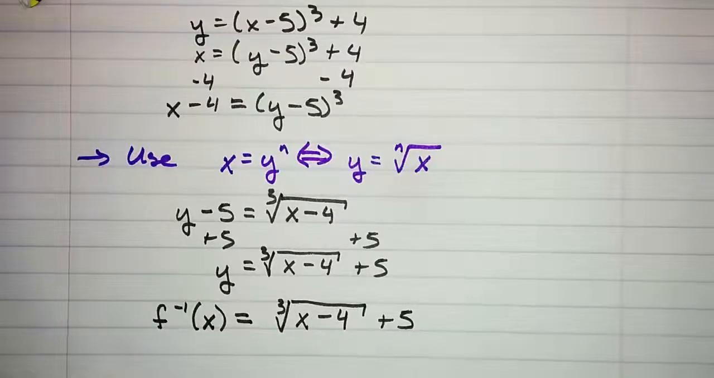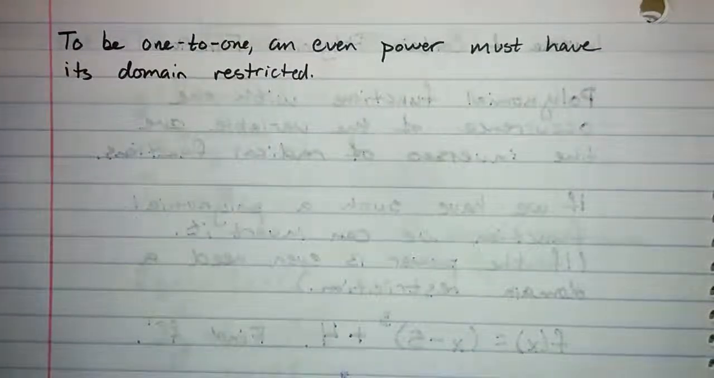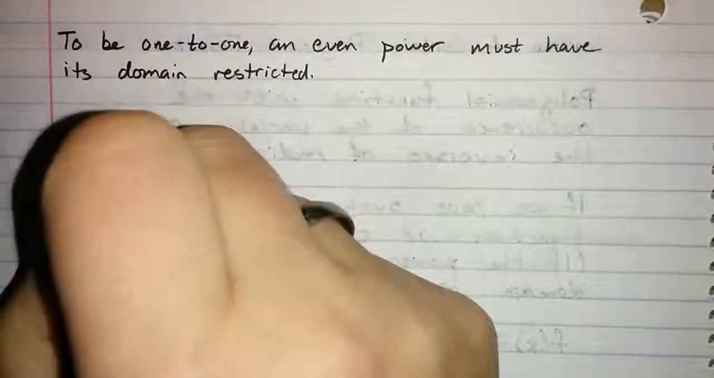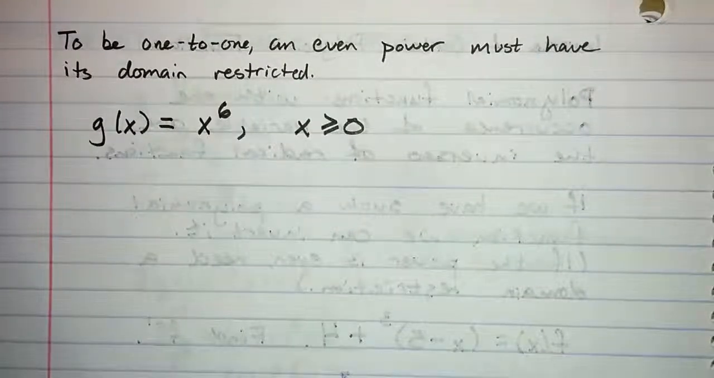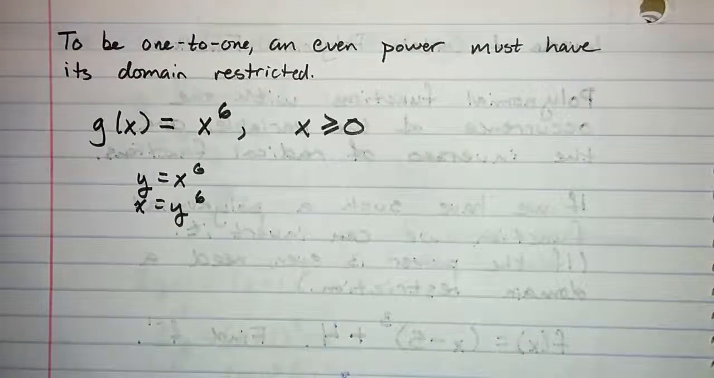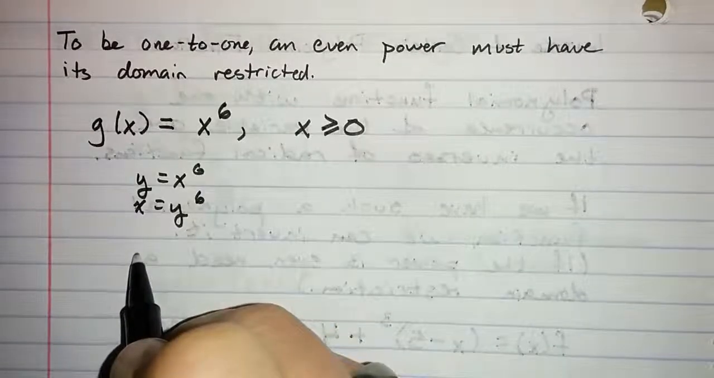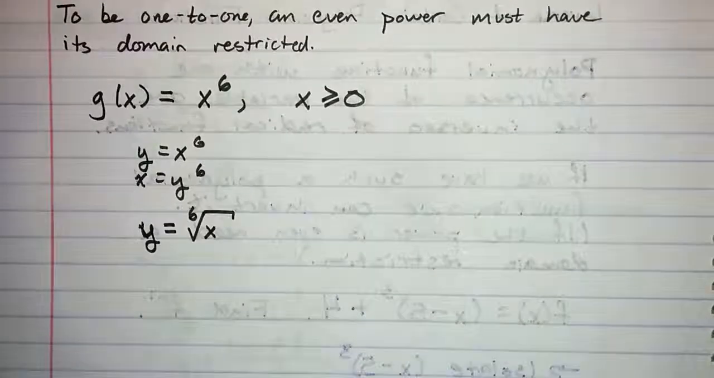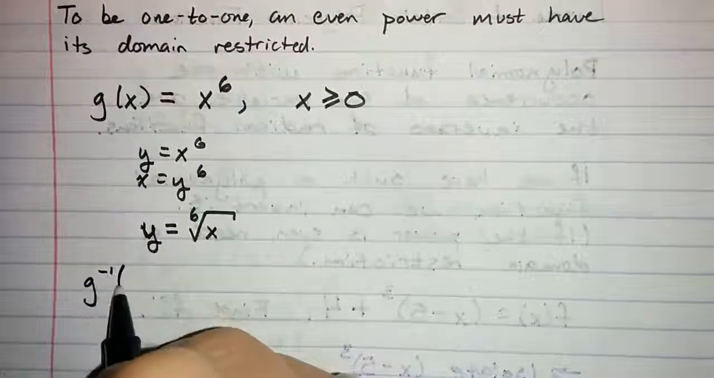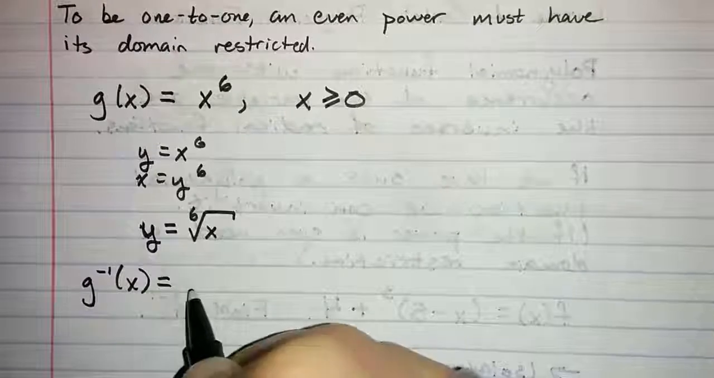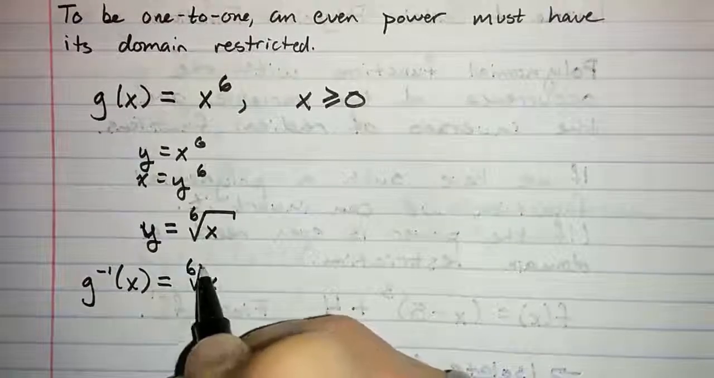All right, what about even powers? To be one-to-one, an even power has to have its domain restricted. But there are two ways we could go. We could say, for example, g of x is x to the 6th, where x has to be positive. In that case, when we rewrite this as a radical, we want to say y is the usual 6th root of x. So g inverse of x is the 6th root of x.